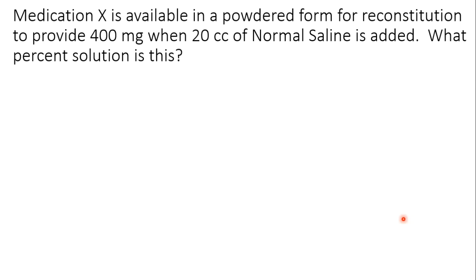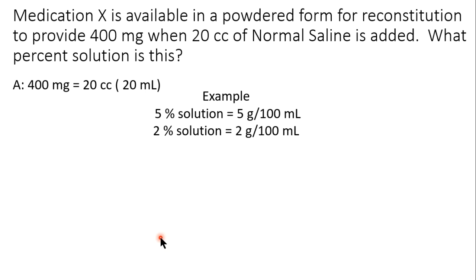Medication X is available in a powder form for reconstitution to provide 400 milligrams when 20 cubic centimeters of normal saline is added. What percent solution is this? So now we're kind of working backwards. Generally, they give us the percent solution, but now we want to find the percent solution. So we have 400 milligrams and 20 cubic centimeters, which is the same as 20 milliliters.